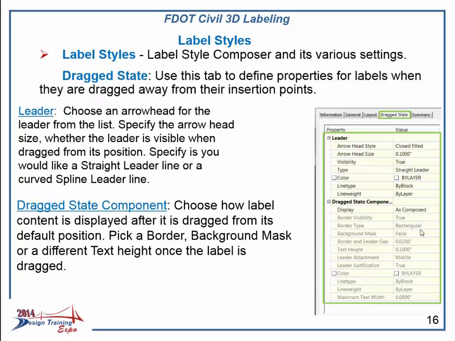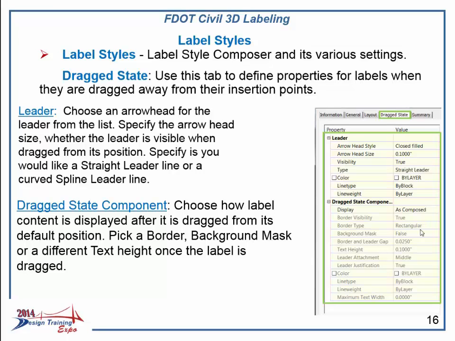Next, we have the Drag State tab. You use this tab to define properties for labels when the labels are being dragged away from their original insertion point. For the leader type, you can choose an arrowhead for the leader from the list. You can specify the arrowhead size, whether the leader is visible when you drag from its position. You can also specify if you would like a straight leader line or a curved leader line when the label is being dragged. You also have Drag State Component.